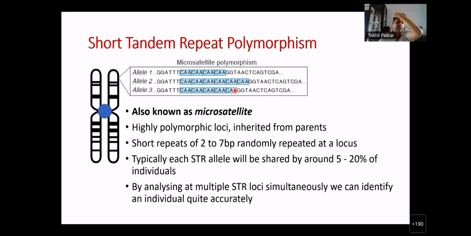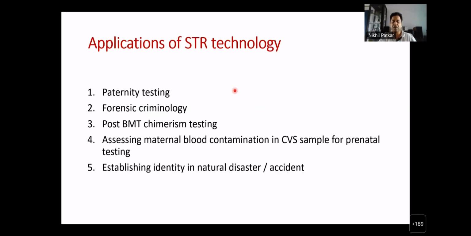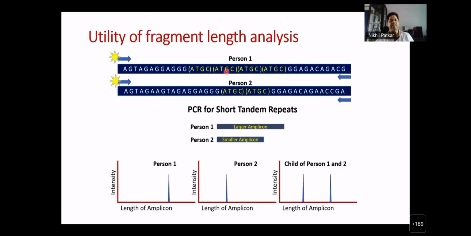And if you analyze different STR loci, we can identify the person. So here you can see that you have this ATGC repeat in one person, which is 4 repeats, and in another person it's 2 repeats. So in the person where there are 4 repeats, you get a larger amplicon, and in the smaller amplicon you get 2 repeats. So in person 1, you will have a 4 repeat or a bigger amplicon here. In person 2, you have a smaller amplicon here. And if these were a male and a female and they were to marry, you can see that you will get a mix of these 2 amplicons with different intensities and different lengths of amplicon in this manner.